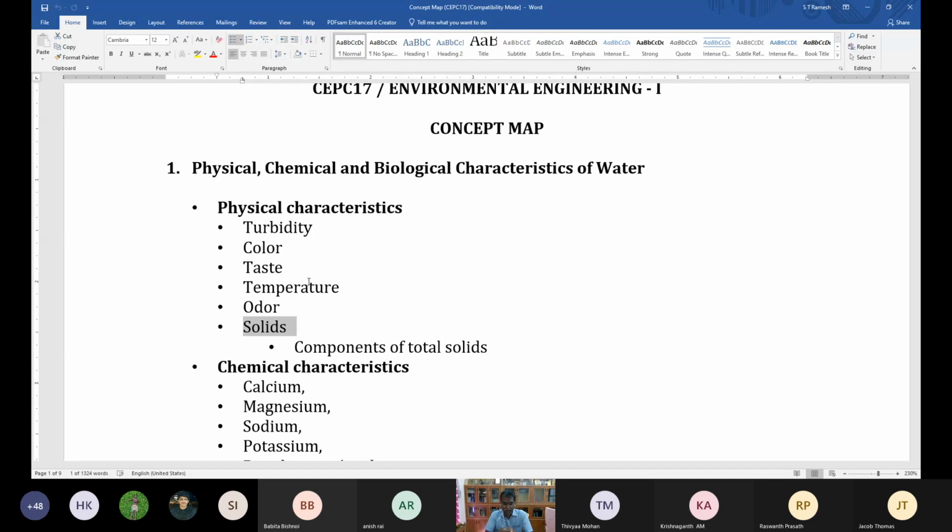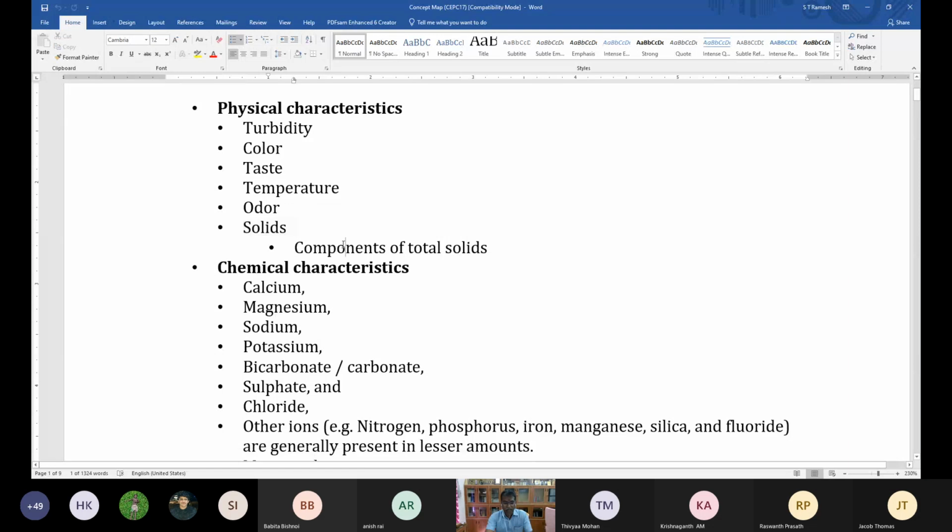Odor, for example: if you smell it and feel an earthy odor or fishy odor, then you can also say that the water is not good. And by physical measurement of solids, if the solids are more than a particular value, then you can say this water is not good and I have to remove the solids well in advance before going for consumption. We will be discussing in detail what the physical characteristics are. As of now, just understand the logic of what physical characteristics are.